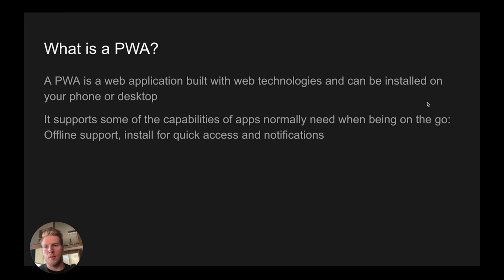So a PWA is a web application built with web technologies that can be installed on your phone or desktop. It's a web alternative to the apps you normally see that you need to install from the App Store. So it supports some of the same capabilities that a normal app on the App Store, for example on iPhone, would allow you, such as installing it, offline support, easy usage when you're on the go, doing jobs in the background, push notifications, stuff like that.